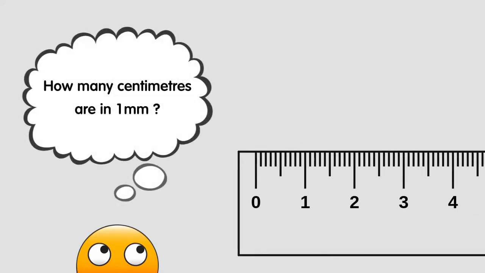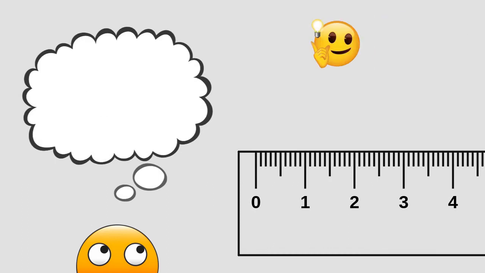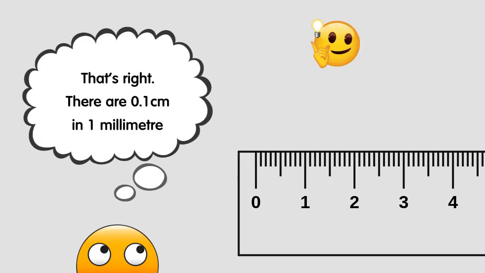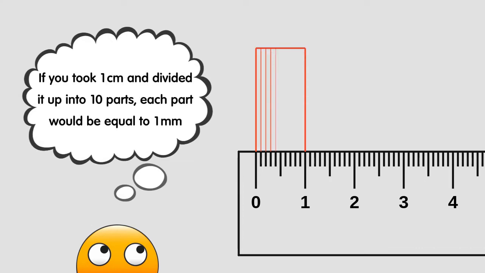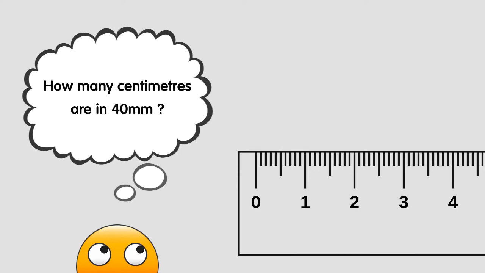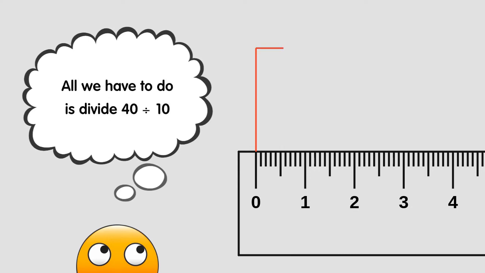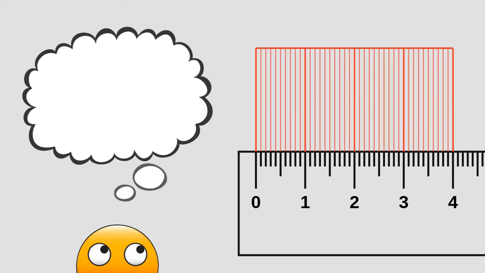How many centimeters are in 1 millimeter? That's right. There are 0.1 centimeters in 1 millimeter. That means, if you took a centimeter and divided it up into 10 equal parts, each of those parts would be equal to 1 millimeter. How many centimeters are in 40 millimeters? All we have to do is divide 40 by 10. And we see that there are 4 centimeters in 40 millimeters.